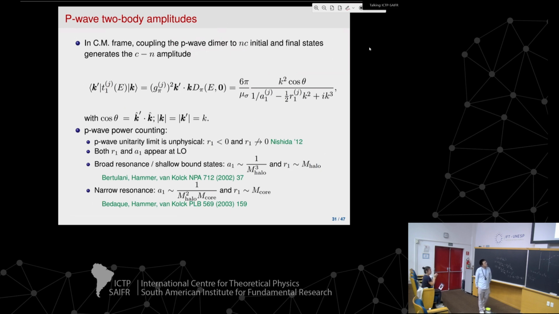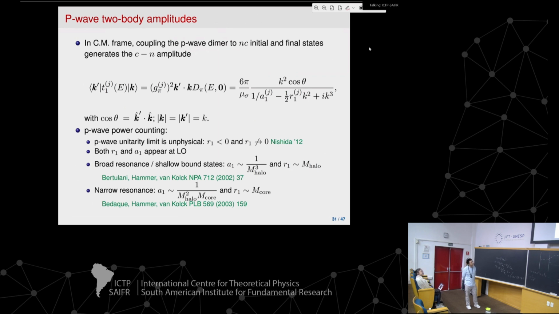And there are discussions about the power countings for p-wave interactions. We started with these two papers, and the first one by Bertulani, Hammer, and Van Kolck, and they argue that for p-wave interactions, A1 is of the order q to the power minus 3, and R1 is of the order q. So both are related to the soft scale. And for this power counting, you can generate a broad resonance or a shallow bound state.